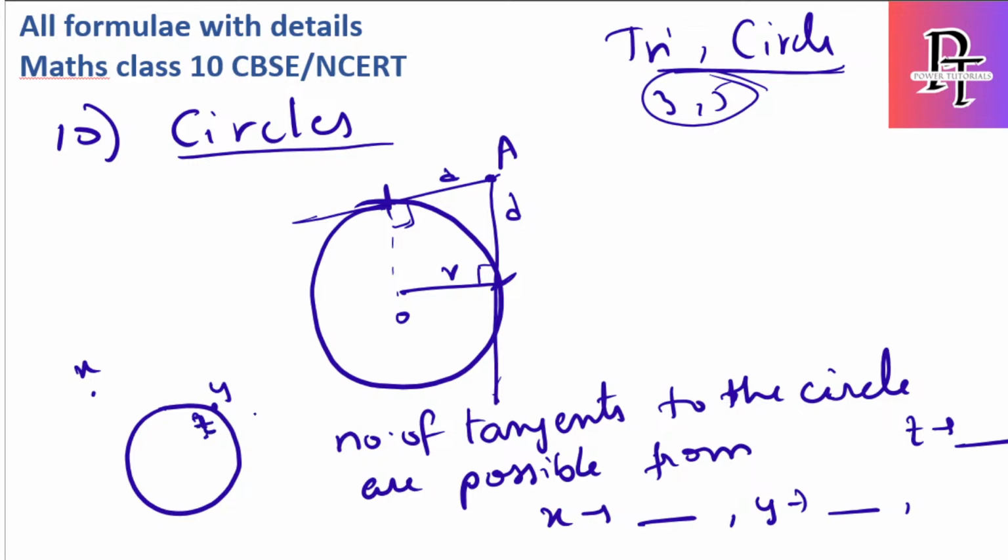And repeating again. So we have 3 points. One is external to the circle, one is on the circle, and the other is inside. To know how many tangents to this circle are possible from these 3 points. From X, how many are possible? From Y, how many are possible? And from Z, how many are possible?